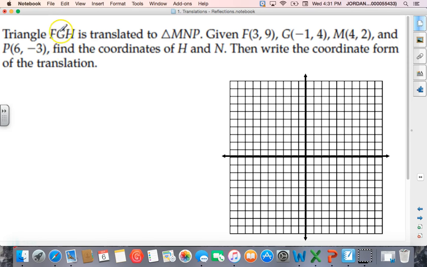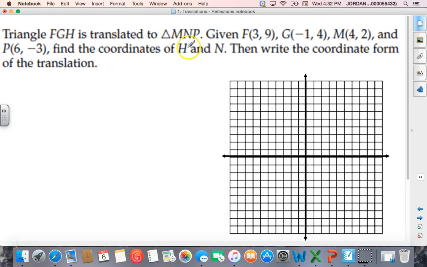So you've got triangle FGH is translated to triangle MNP. All right. Now they give you F, G, and M. So they give you 2 points, F and G, of the original, and they give you 1 point, M, of the new shape. Okay, they don't give you all 3 of one. And they also give you P of the new shape. So they give you 2 from the original and 2 from the new shape. And they want you to find the other 2.